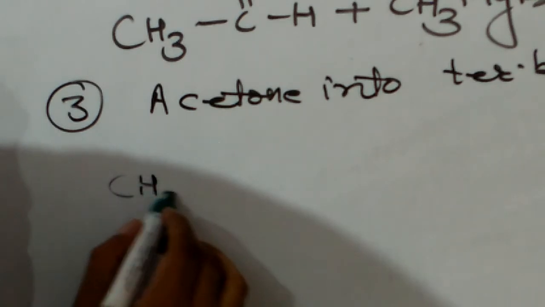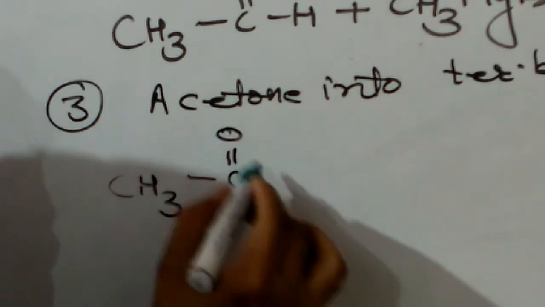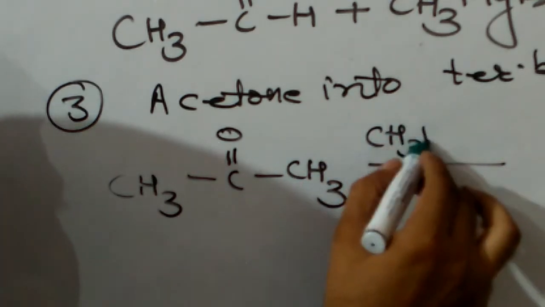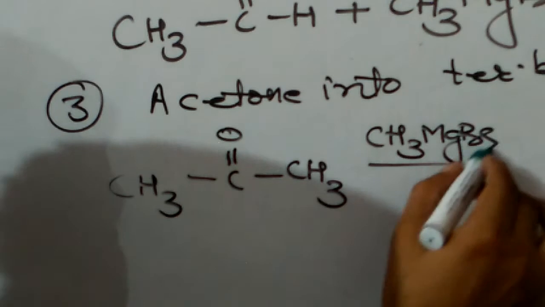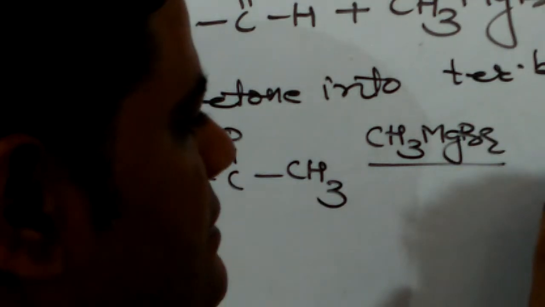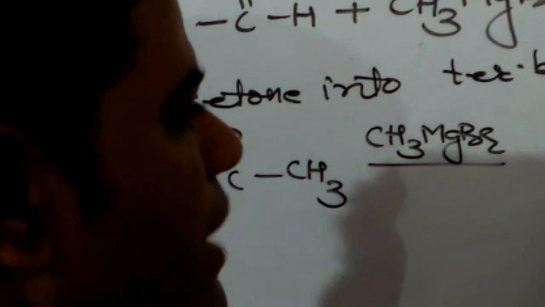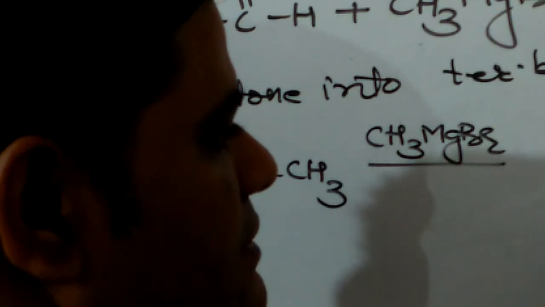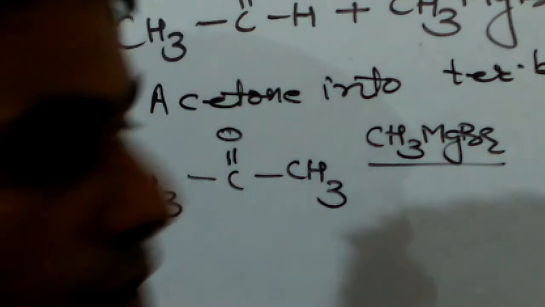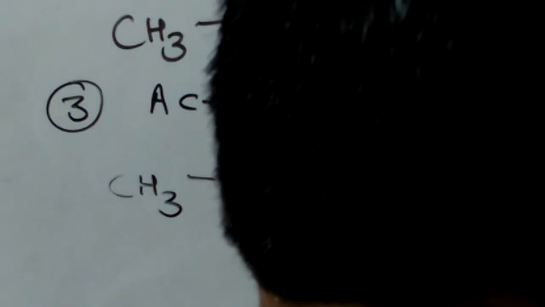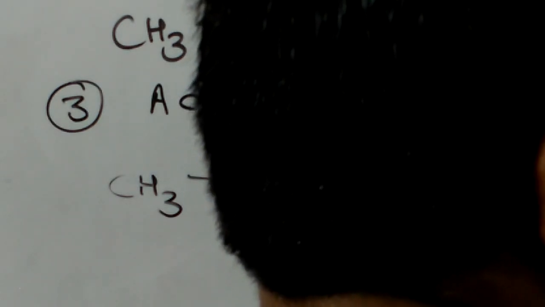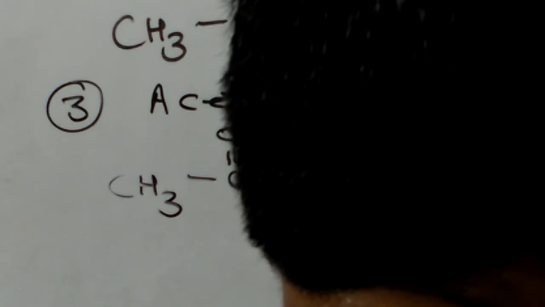For acetone, formula will be CH3COCH3. We have to increase one carbon, so add CH3MgBr to it. The nucleophilic addition takes place, giving CH3 C(CH3) O MgBr, then hydrolyze it. On hydrolysis, it will give you 2-methyl propane 2-ol as a product, or tertiary butyl alcohol as a product.